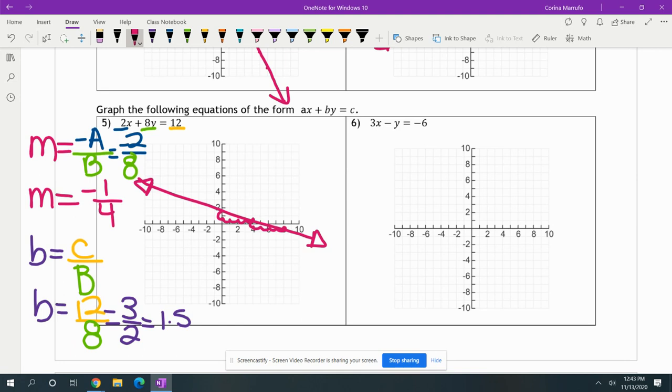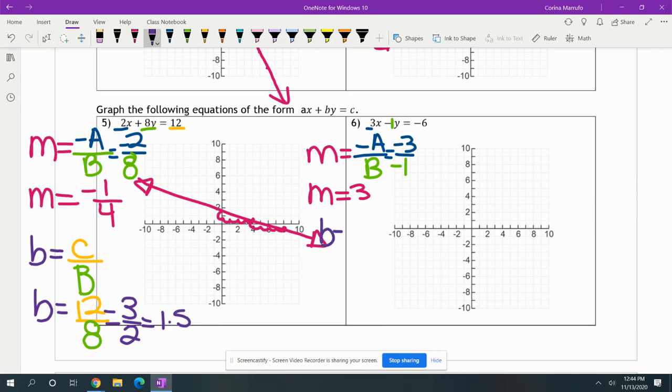Okay, so let's go ahead and try the next one. Doing the same thing, we need to remember that m is equal to negative a over b. In this case, our a is 3. So it's going to be negative 3 over, and our b, remember if there's no coefficient in front of the y, it's actually a 1. So it's going to be a negative 1. Now negative 3 divided by negative 1 is going to give us a positive 3. Okay, so our rise over run is going to be 3 over 1.